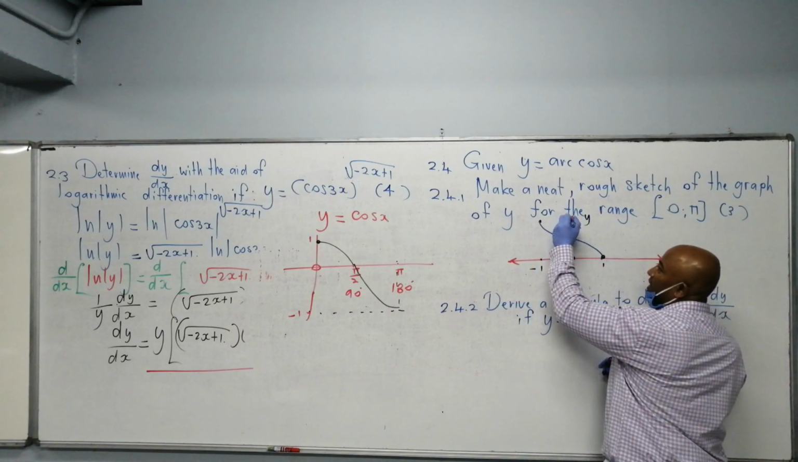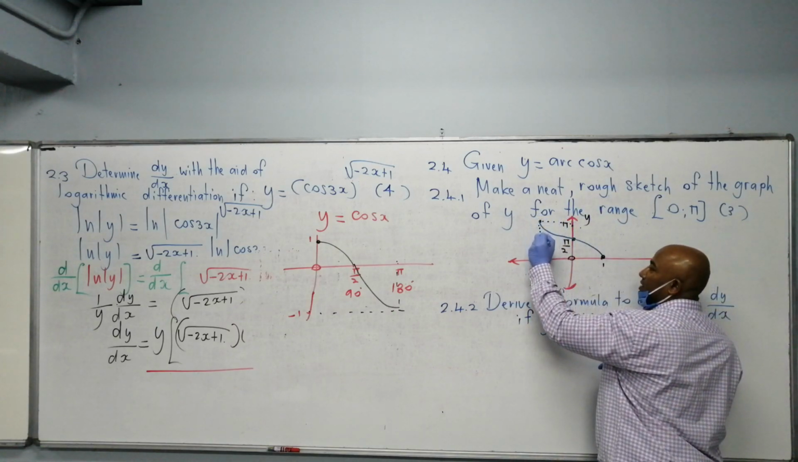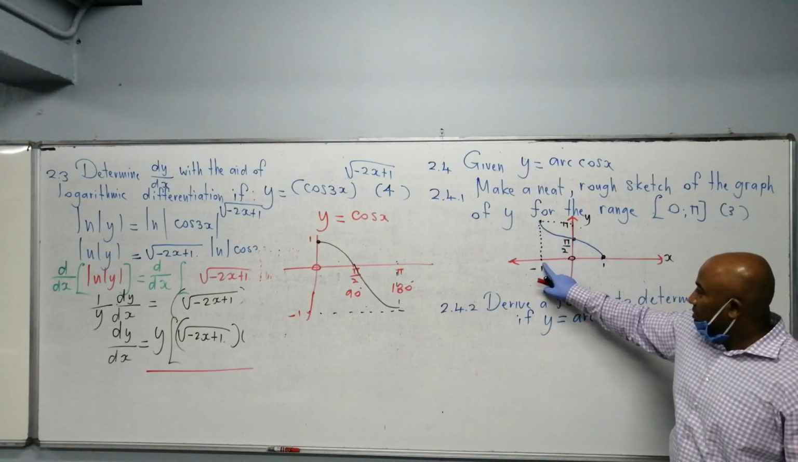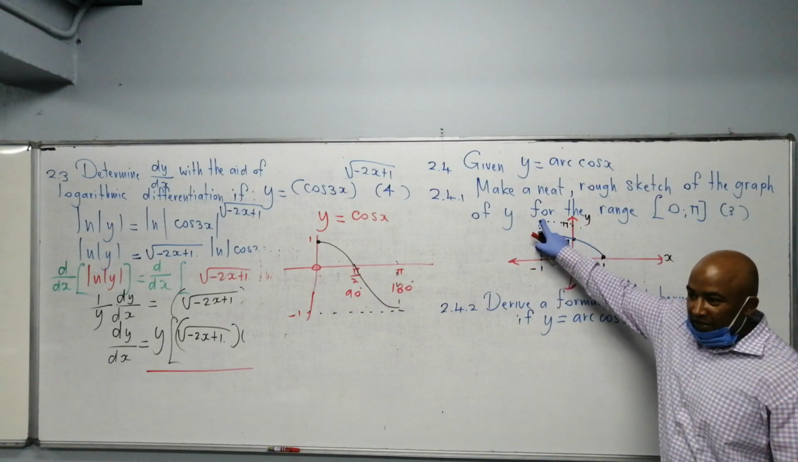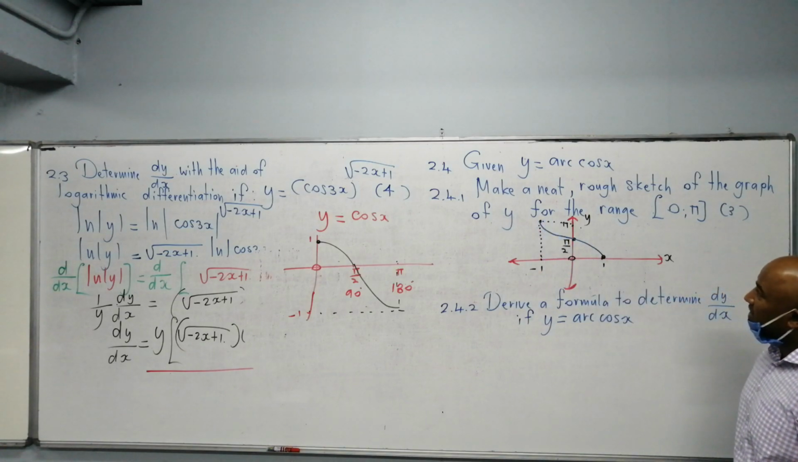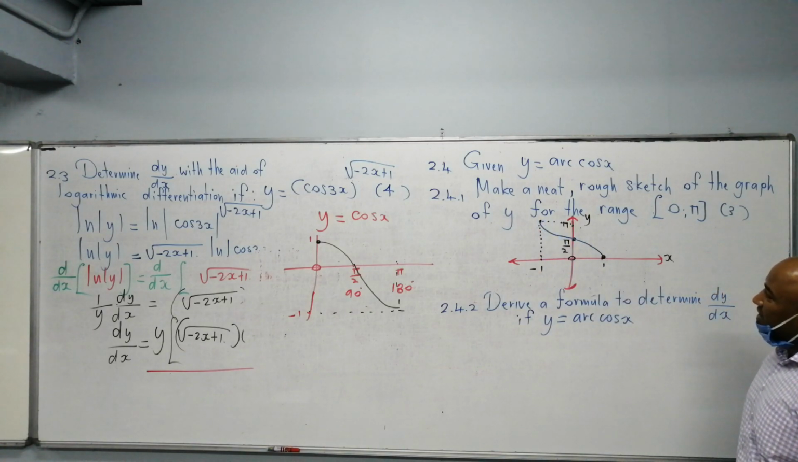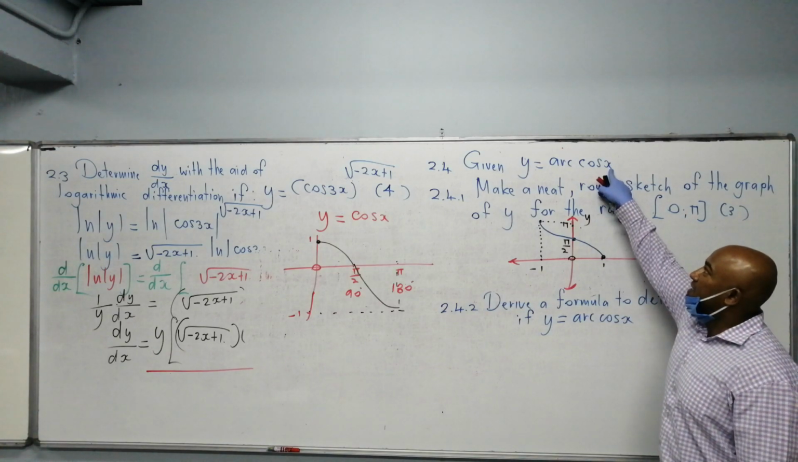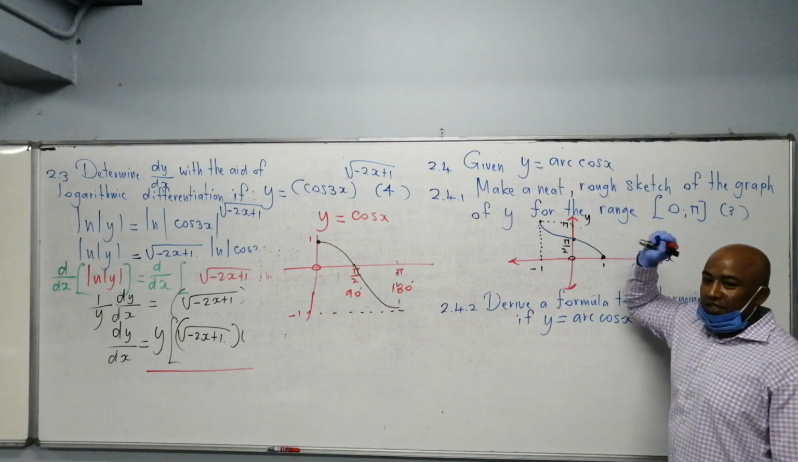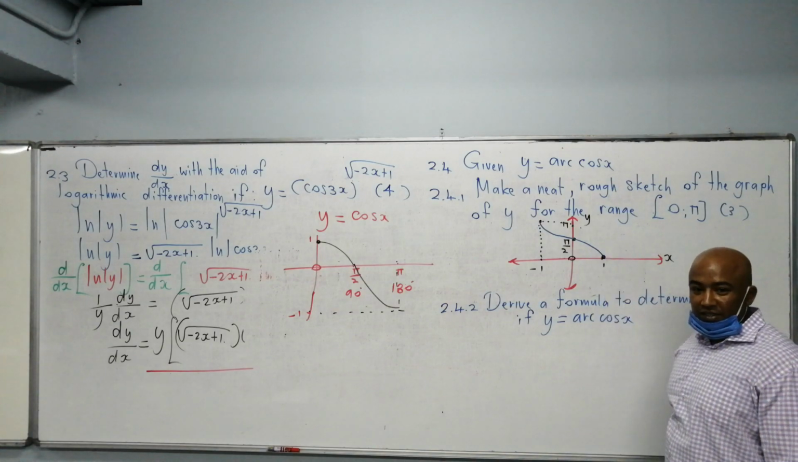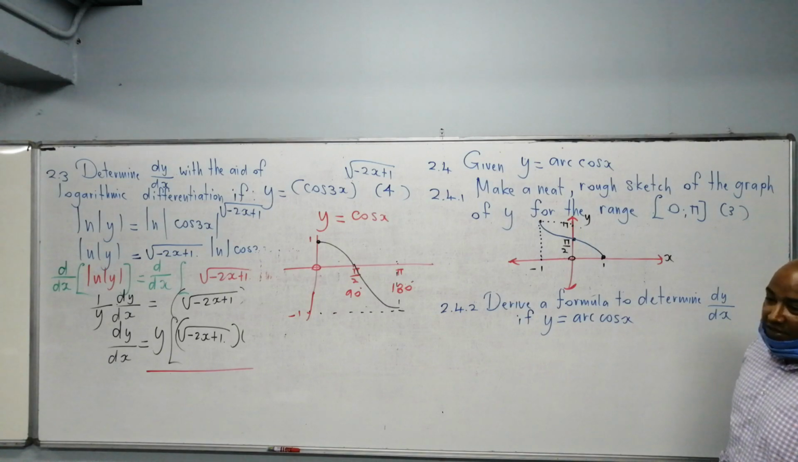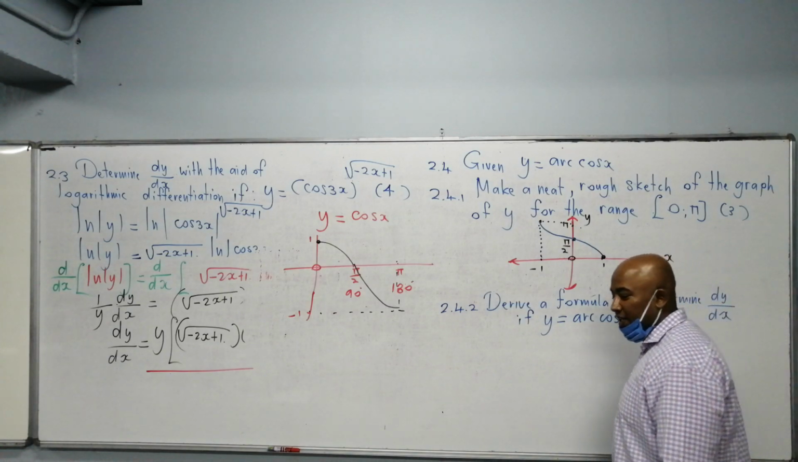So this value here is minus 1, pi. You can test it out. You can test out your value. You can put minus 1 here. When x is equal to minus 1, put inverse cos of minus 1. What do you get on the calculator? Shift cos minus 1. What do you get? Try it out.